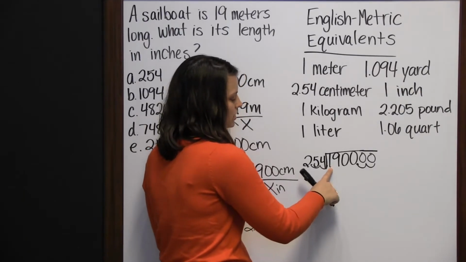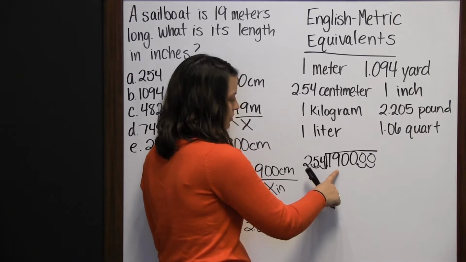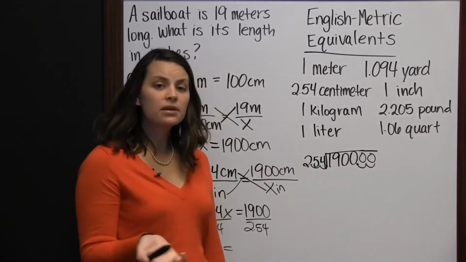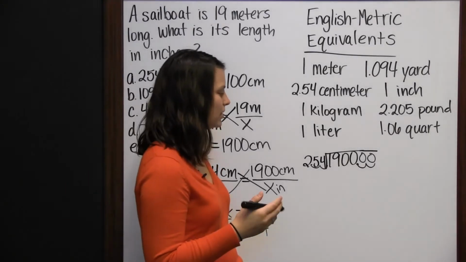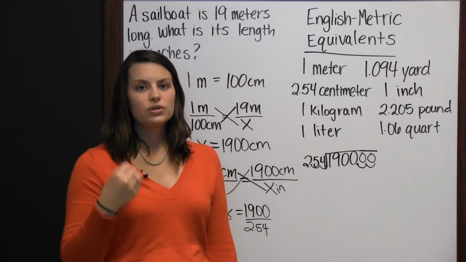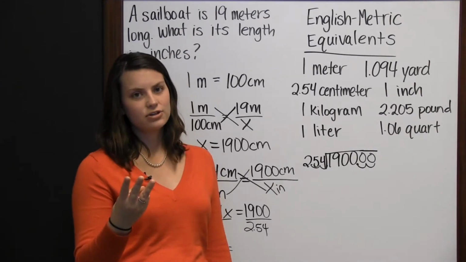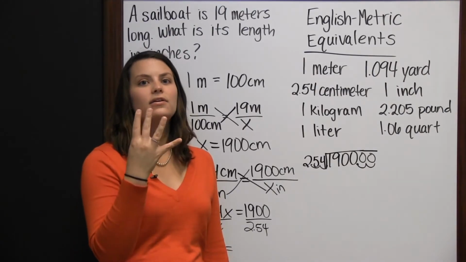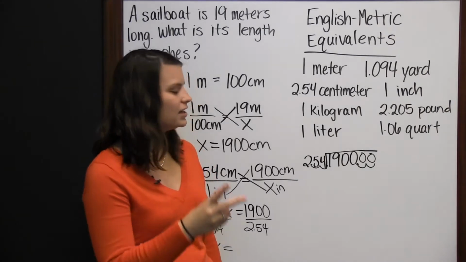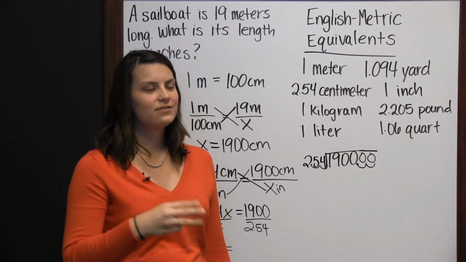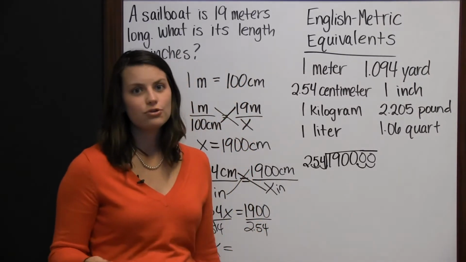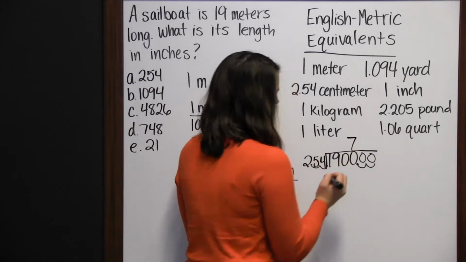So 254 does not go into 1 or into 19 or into 190. But it does go into 1900. And we can use compatible numbers here to get a very quick estimate of how many times it goes into 1900. So 254 is very close to 250. So 250, 500, 750, 1,000, 1,250, 1,500, 1,750, and then 2,000. So it only goes 7 times because 2,000 is too much. So 254 only goes 7 times into 1900.